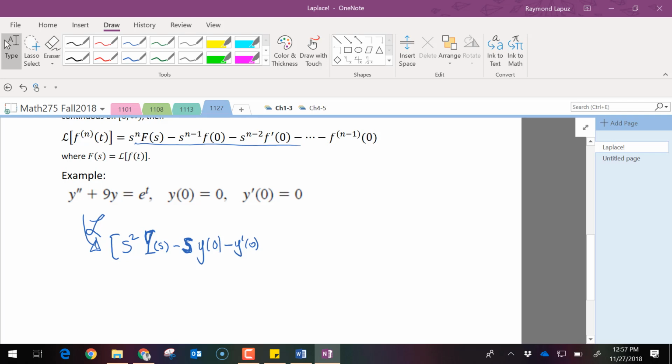Your powers for s are moving down, and here you start off with a Y in the transform world, and then you have y of 0 and y prime of 0. Your derivatives are going up. It's going in the opposite direction. So your derivatives are going up, and your powers for s are going down.